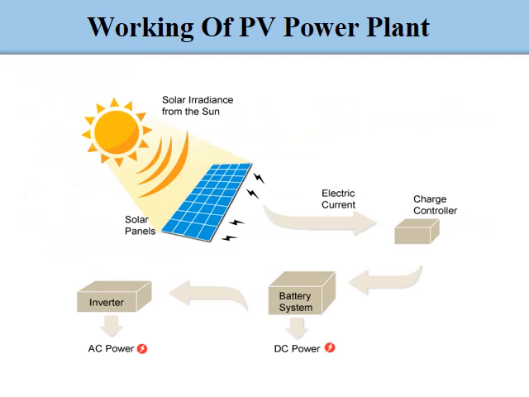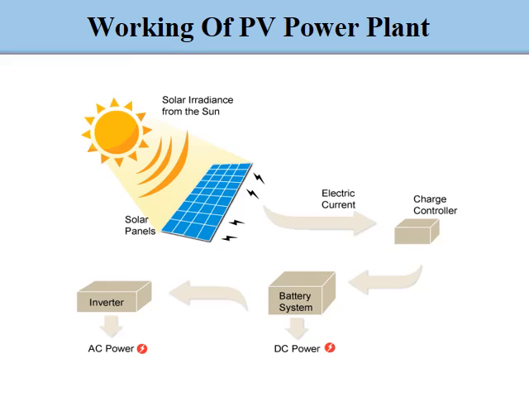Here is the working of photovoltaic power plant. You can see these are the solar panels. The solar radiations from sun strike on the surface of the solar panels. As solar panel is made up of p-type and n-type semiconductor materials, due to the flow of electrons, electric current is produced in the solar panels. So the electric current flows towards the charge controllers. Charge controllers are also voltage controllers that charge the batteries and also prevent overcharging.